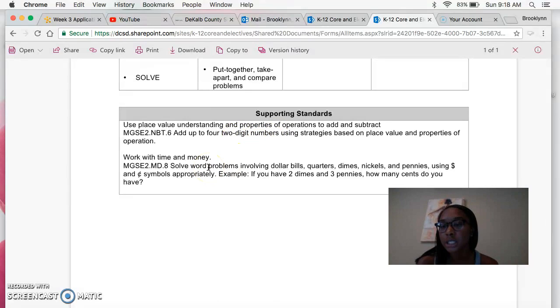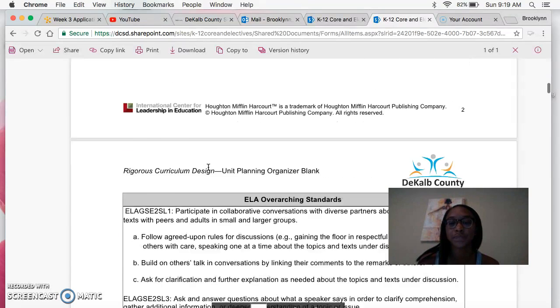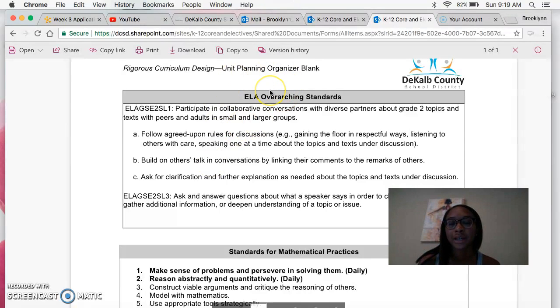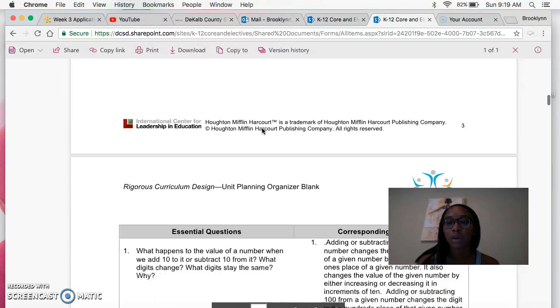So I feel as though the standards that are driving the unit are pretty clear. You're focusing on adding and subtracting and focusing on using those strategies to understand time and money better. However, the way that the standards were worded was a little different because, as I said before, a lot of people were confused. Then you have your ELA overarching standards, and your standards for mathematical practices.